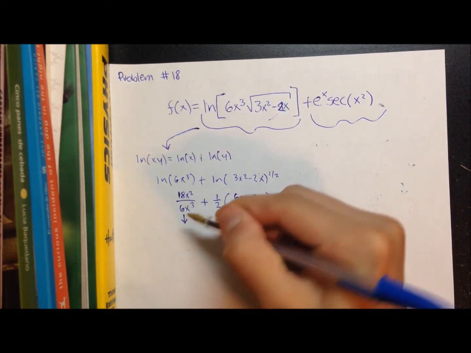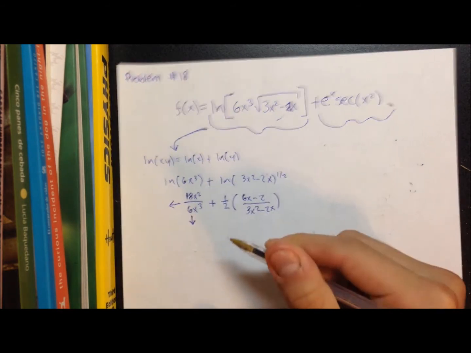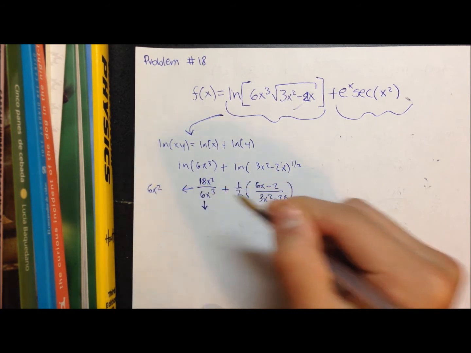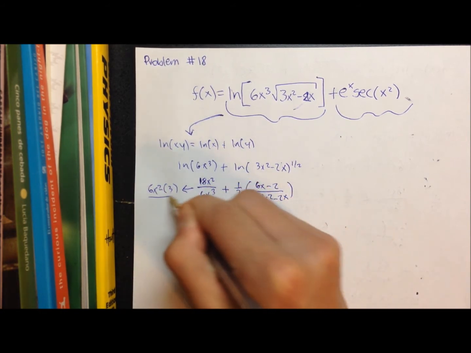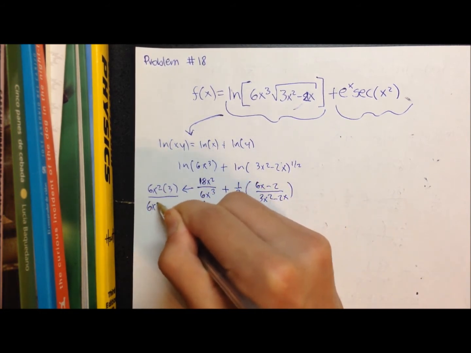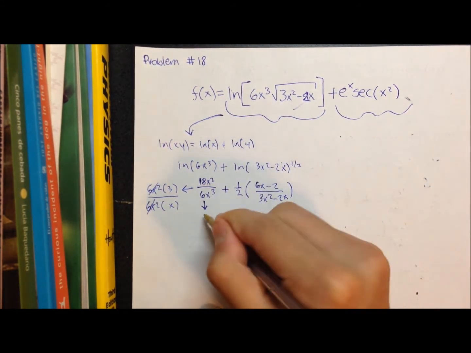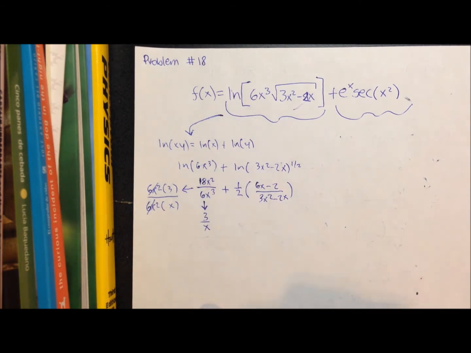This, we can factorize it. We can take out a 6x squared, and it's gonna be times 3, over also 6x squared times x. We cancel the 6x squared, and it's gonna be 3 over x.